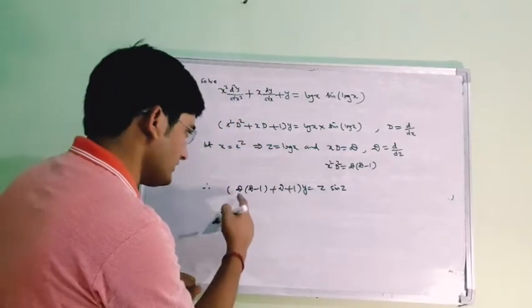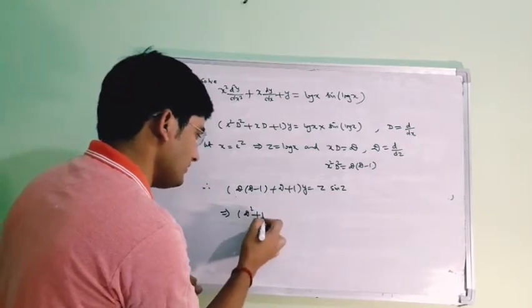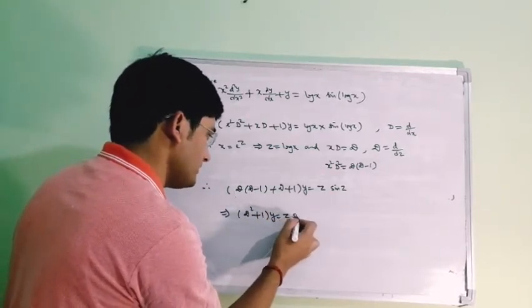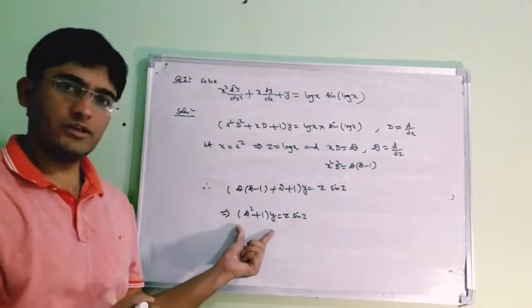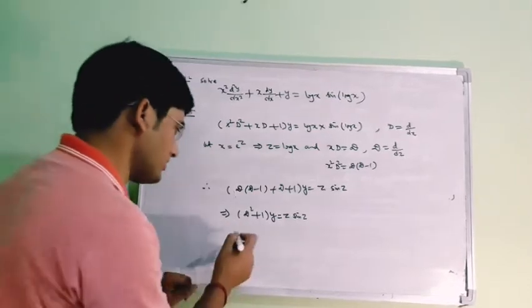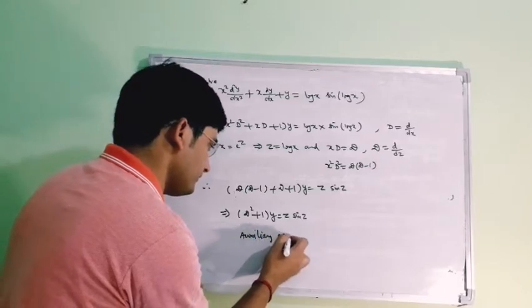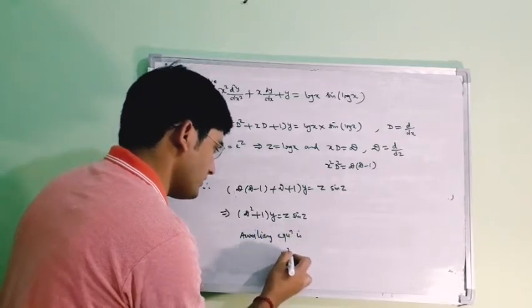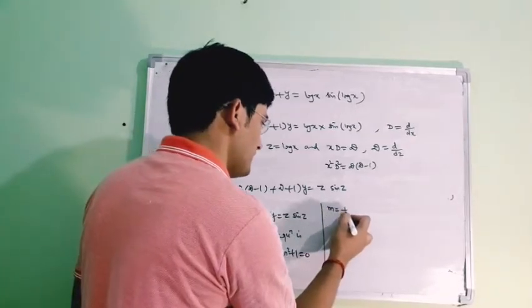So from here we can see that we have D square minus D plus D will cancel, y equal to z into sin z. Now this is your linear differential equation with constant coefficients, and we know how to solve this linear differential equation. Your auxiliary equation will be m square plus 1 equal to 0. So our roots will be m equal to plus minus i.